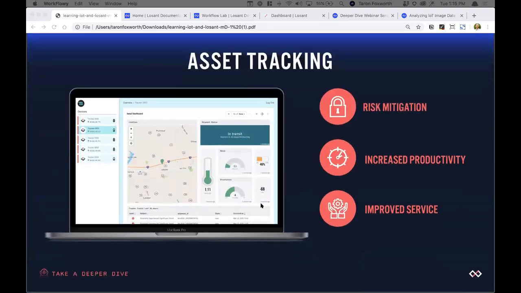So starting with asset tracking. What is asset tracking? We have an asset, it's on the map, and now we can watch that asset moving on the map from point A to point B. And in a lot of these use cases, we're also overlaying other data points with that as well.